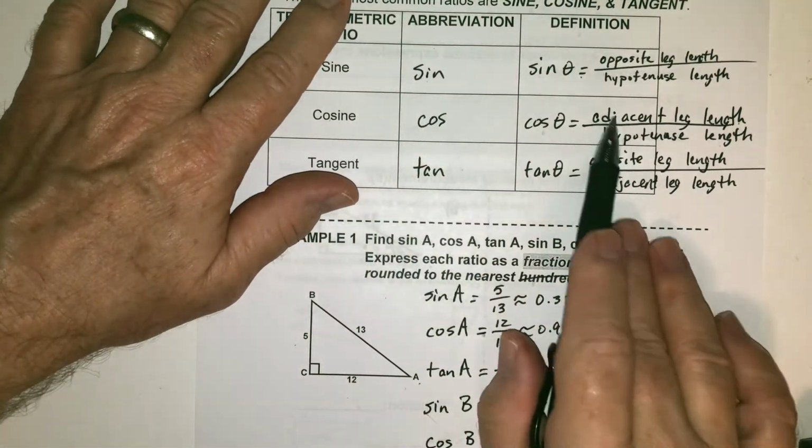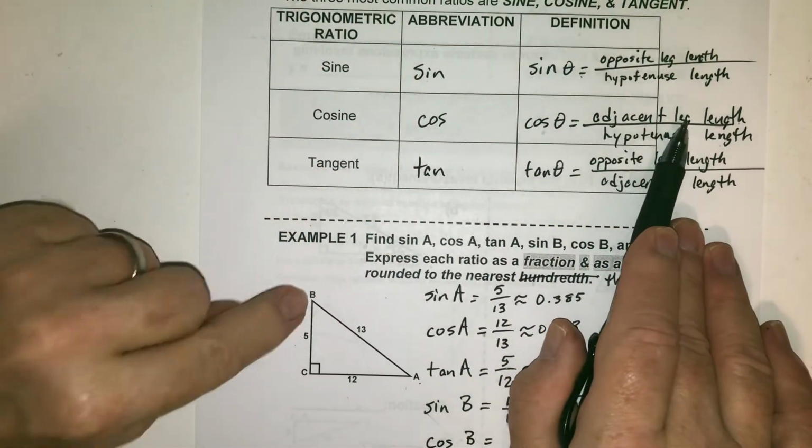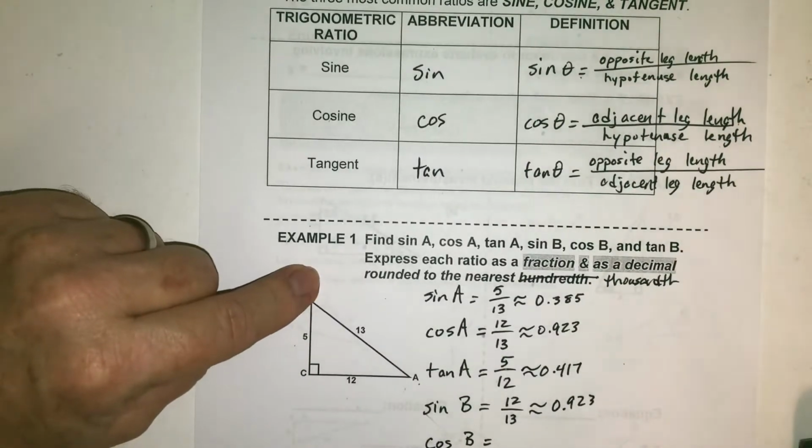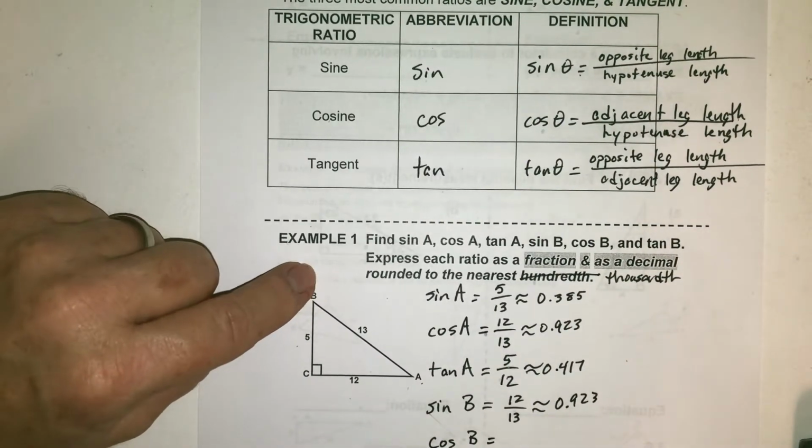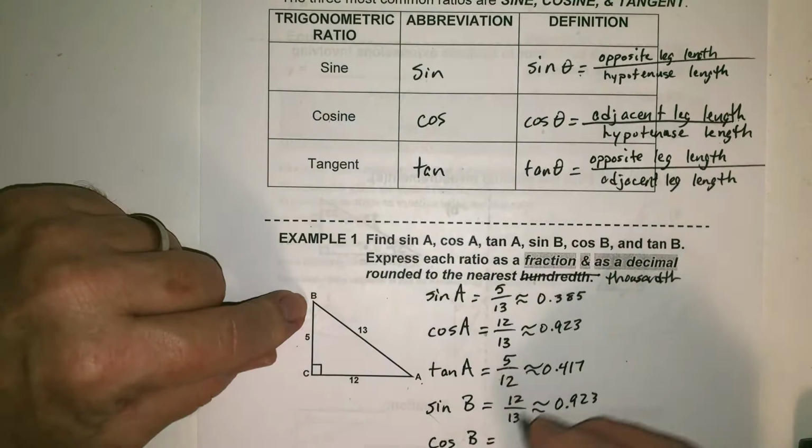The cosine is the adjacent leg length. If you're talking about angle B, the leg that forms that angle with the hypotenuse is 5. That's the adjacent.